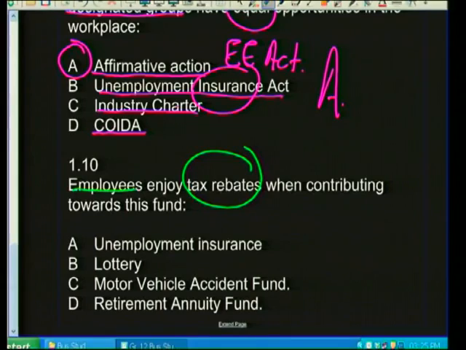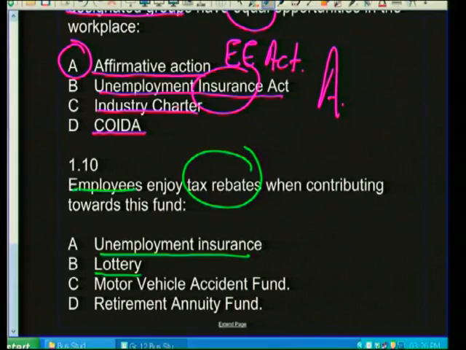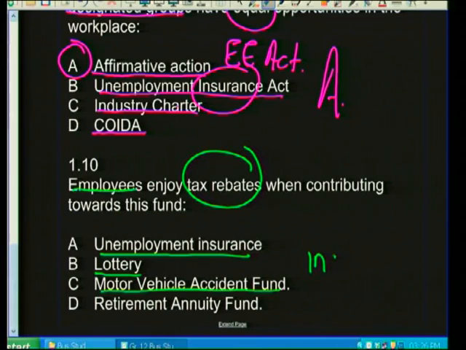Right, so let's look at the possible answers. A, we've got unemployment insurance again. Right, we know that's a compulsory insurance, so it's got nothing to do with the tax rebate. Lottery, right, we all know when we go and play the lottery, we all hope that we are going to win some money, but that's got nothing to do with claiming the tax rebate. Motor vehicle accident fund, that is another compulsory insurance, right? So we're looking at insurance here again.